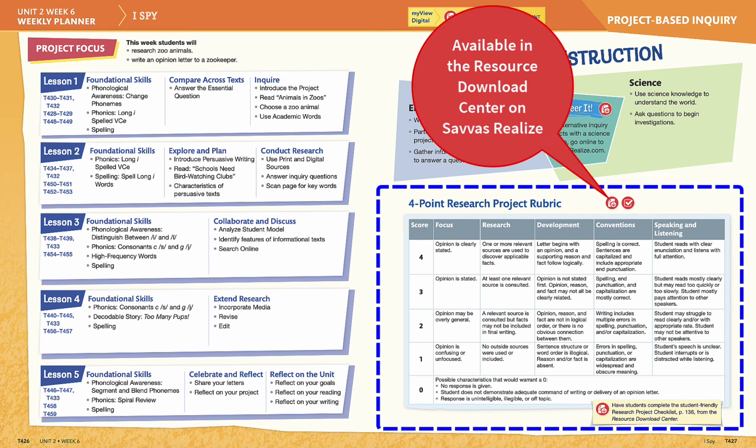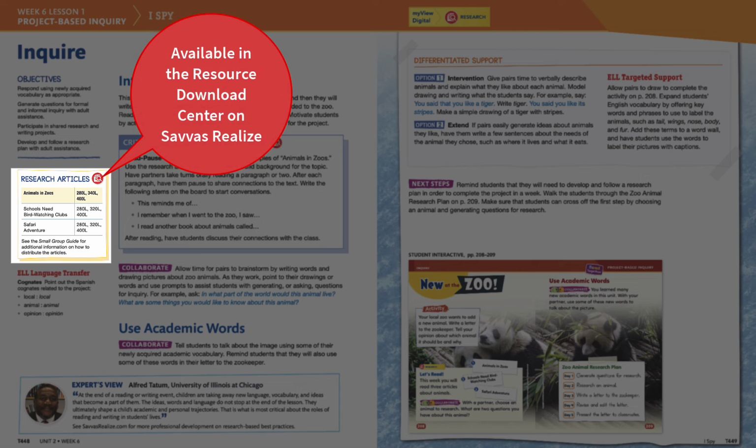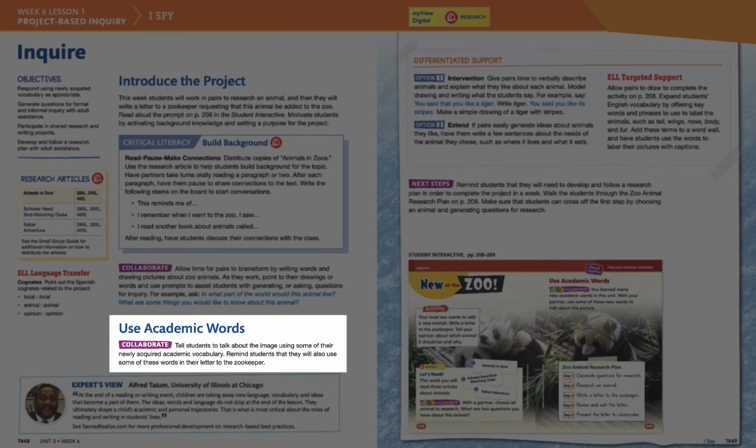Research rubrics are provided for each project, with student-friendly research project checklists in the Resource Download Center on Savvas Realize. 3 levels of each research article help every student in class participate and use evidence for understanding. Using Freddie Hebert's generative vocabulary, students will have acquired more than 50 academic words per unit. Students apply academic vocabulary during the project-based inquiry.